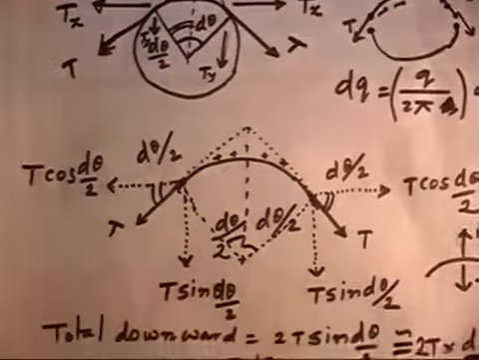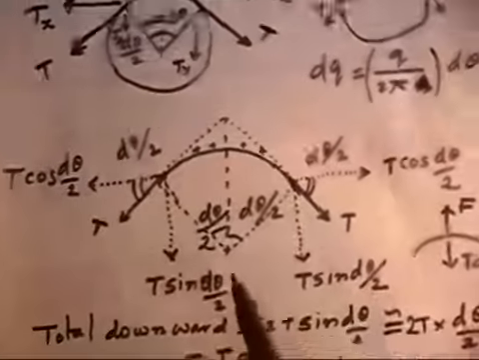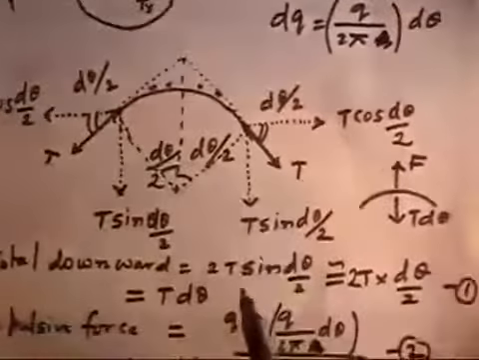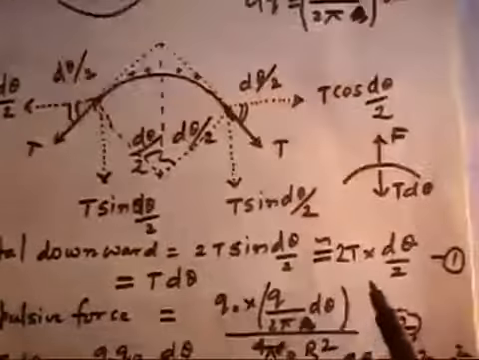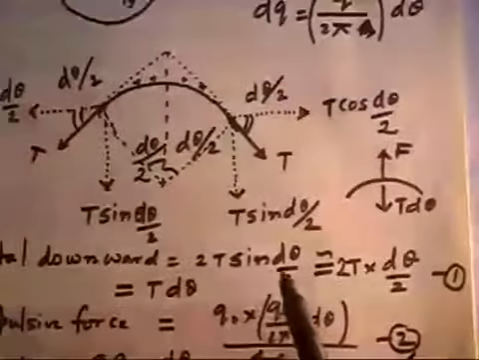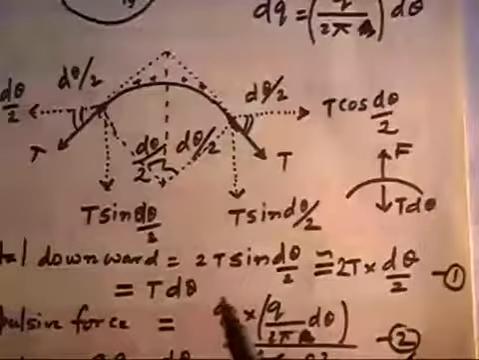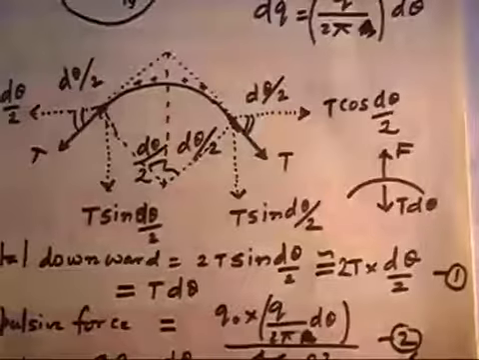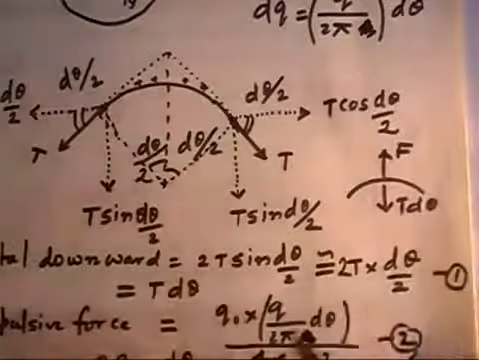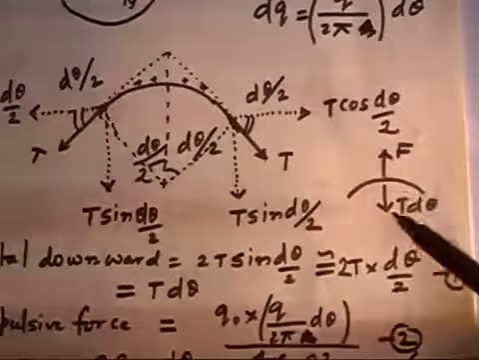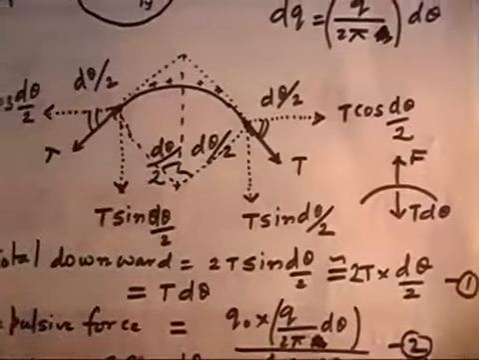So in this direction these forces will cancel out. In downward direction total force will be 2T sin d theta by 2. If d theta is very small, sin of d theta by 2 can be written as d theta by 2. So this becomes T d theta. So this is the total force on the ring element, acting vertically downward. Let me just wait for some time so that you can copy.